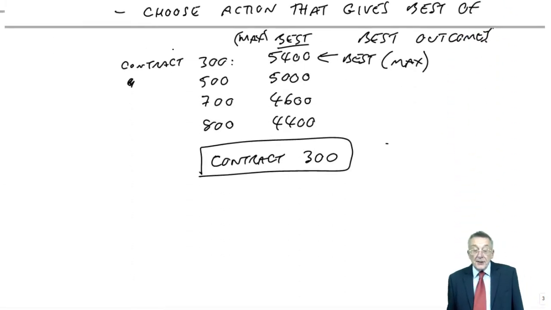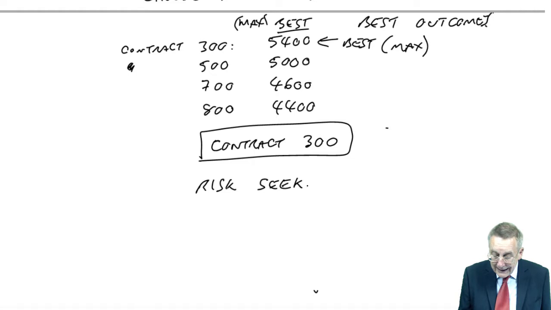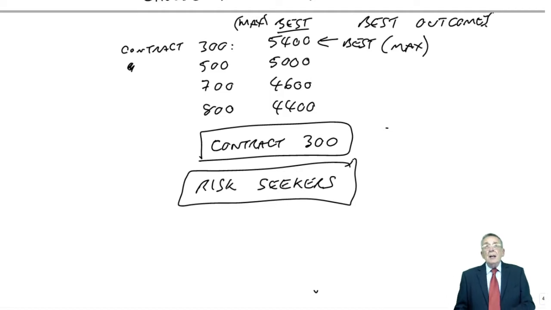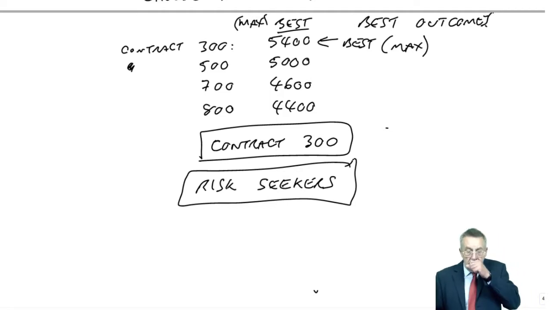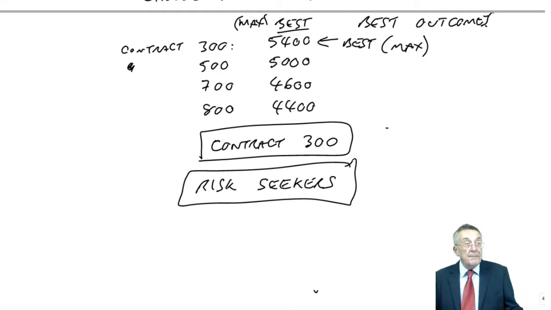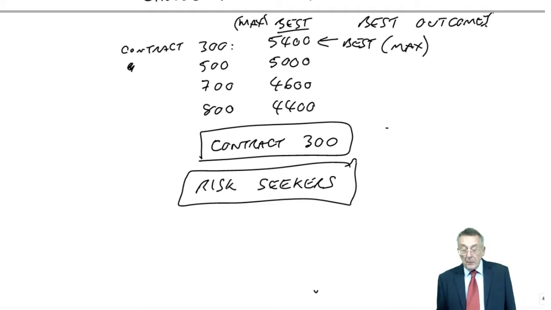When I say attitude to risk, we say that people who make the decision this way are risk seekers. A risk seeker, precisely the reason I just said. You've got the chance of the best return. You're prepared to accept the risk of the worst.